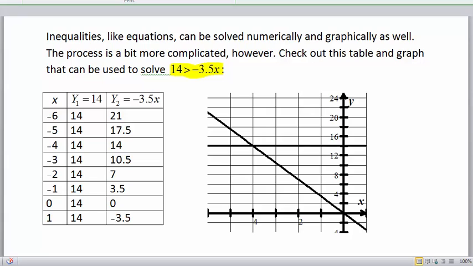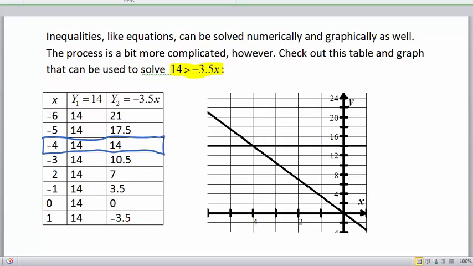All right, so then we're going to inspect the table, and the first thing we want to do is find out where the two are equal to each other. And we can see right here at negative 4, they're both equal to 14. So if this was an equation that we were solving, we'd be done. The answer would just be x equals negative 4. Simple enough, right? But this is an inequality.